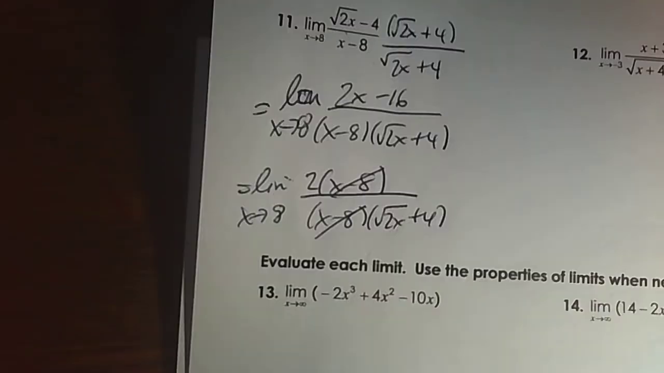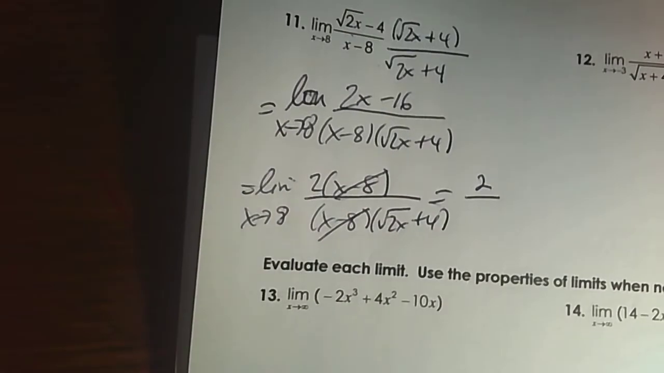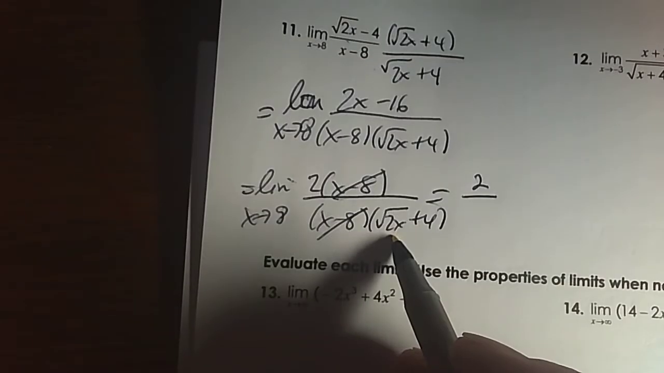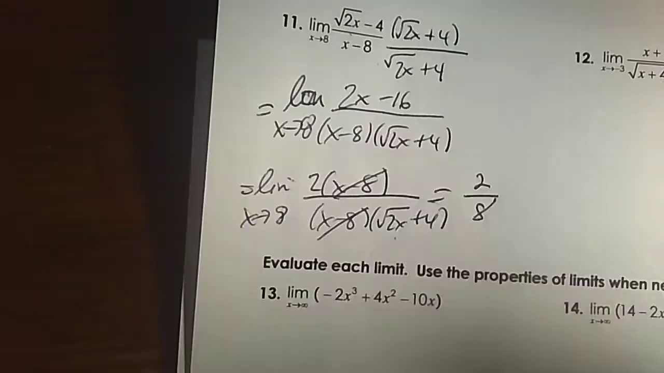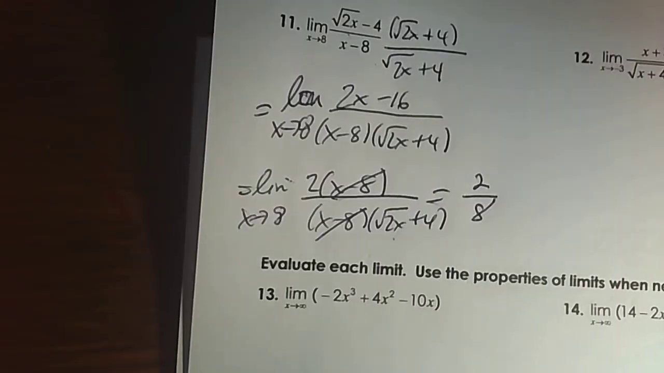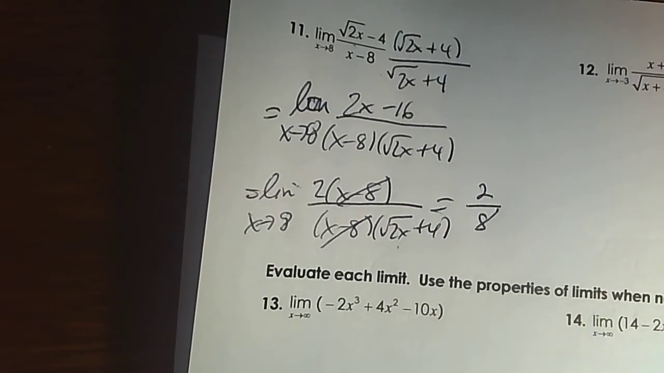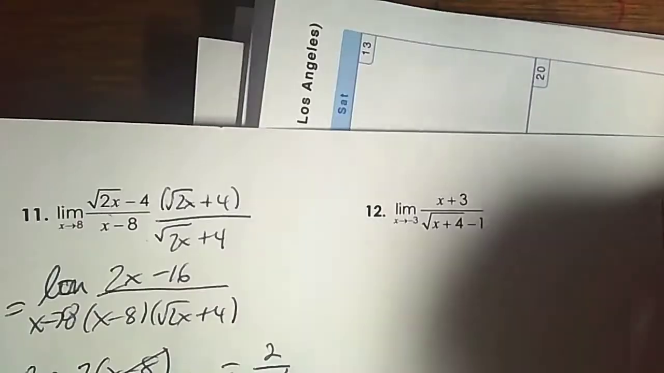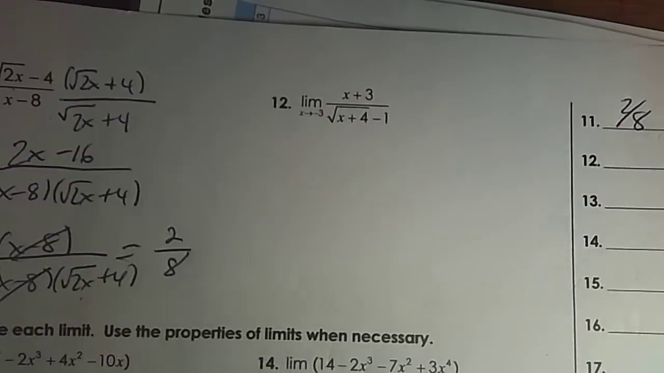Now you do your substitution. And now we don't need the limit notation when we do the final substitution. So that's just 2 in the numerator. Here, when I plug in 8, that's 16. So the square root of 16 is 4 plus 4, and that's a great answer. So 2/8, or 1/4. Both are good answers. There it is. Number 12.